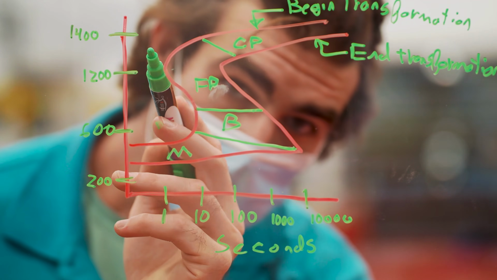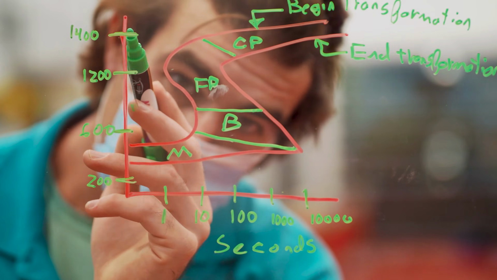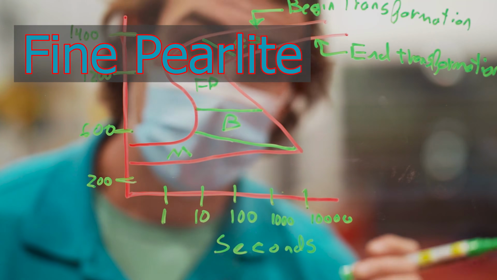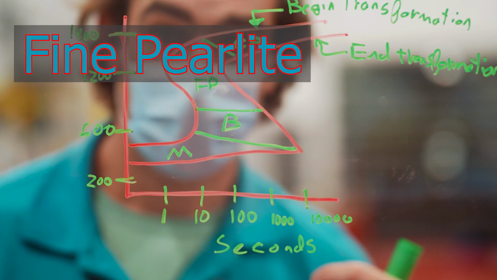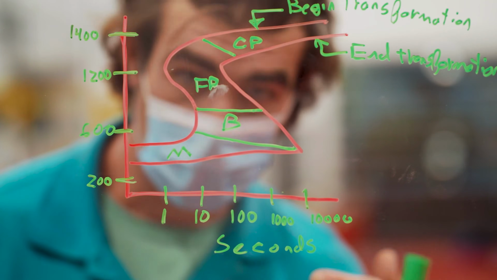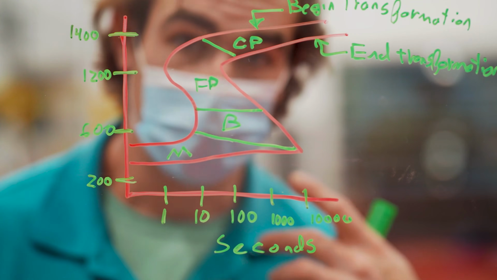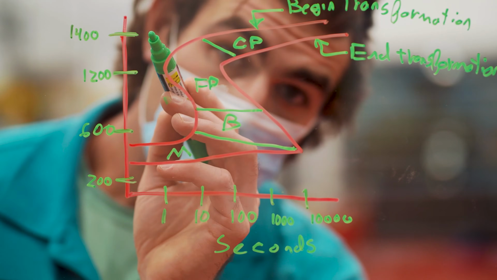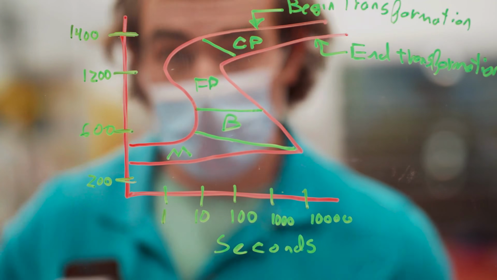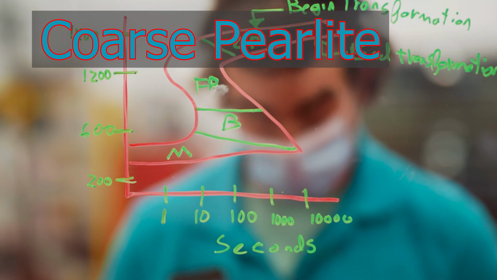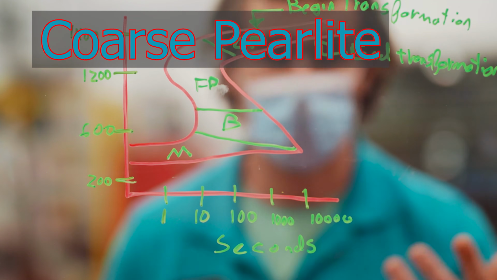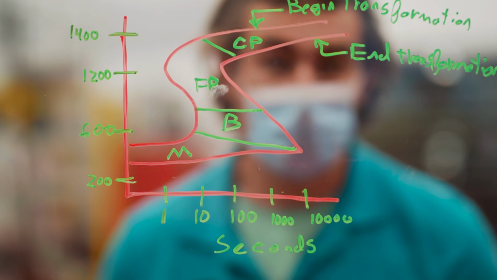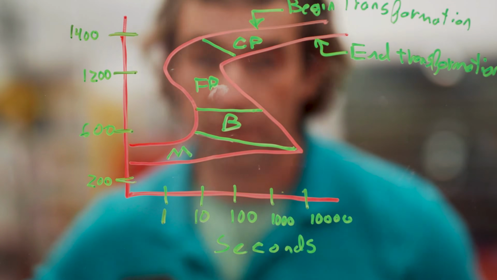If the line starts here and just goes straight through this FP region, this is known as fine pearlite. This is what a lot of steels are. It's a general purpose structure that's pretty ductile, not too brittle, not as strong as it can be, but still pretty useful. If it cools down really slowly, we'll get what's known as coarse pearlite, which has very, very large grains, so it's very ductile, but also very weak compared to what it could be.